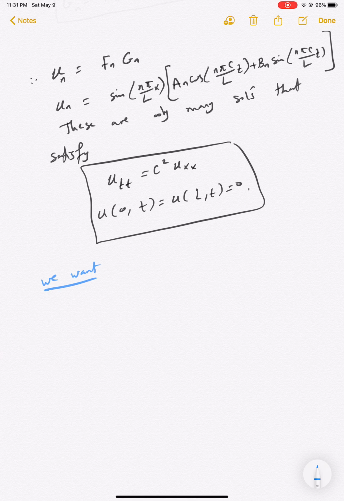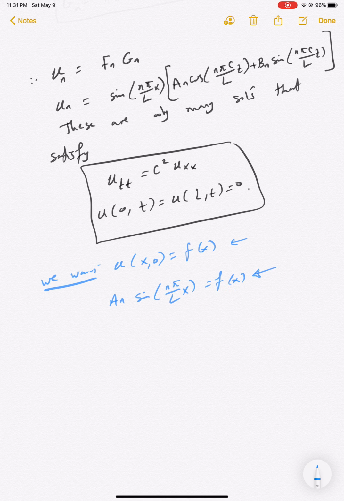So we want u(x, 0) to be equal to f(x). What is f(x)? It could be any function. It could be x squared, for example. It could be sine x, cosine x, anything. But if you substitute t equals 0 into these functions, what do you get? You will get sin(nπx/L) equals f(x).